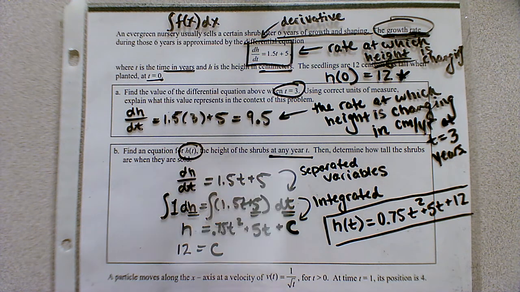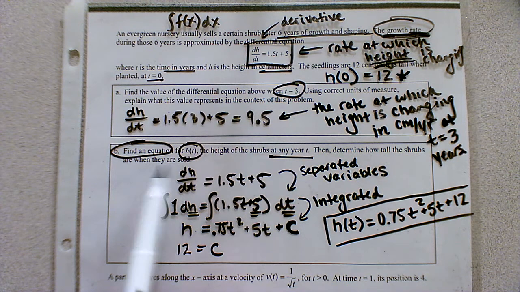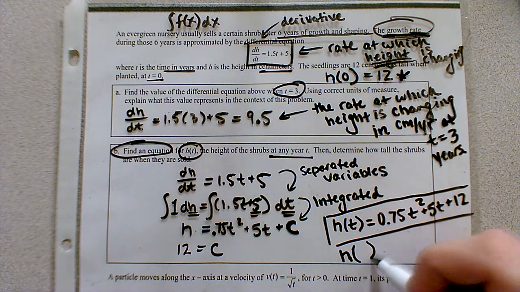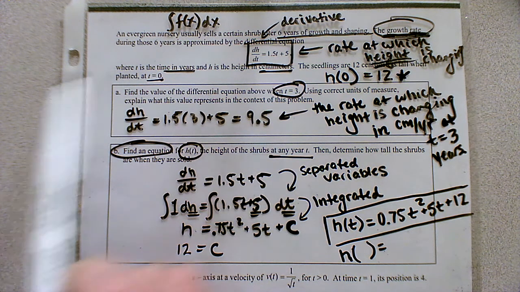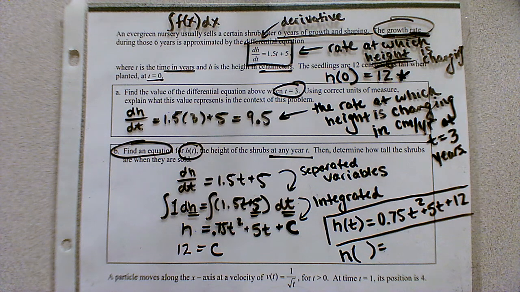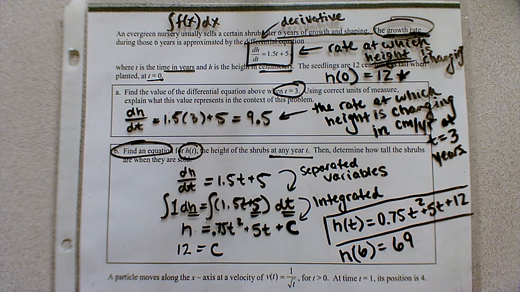Okay, so that was our first part, find an equation, which we did. Then determine how tall the shrubs are when they are sold. So we have to figure out what number we are going to plug in for the t's, which represents the time that they're sold. And I think it said at the top, an evergreen nursery usually sells a certain shrub after 6 years of growth and shaping. So it looks like we'll plug in 6. If you plug in 6 for the t's and calculate your value, I believe we'll get 79, or not 79, 69. And if this is representing a height, we're going to need our units as centimeters.